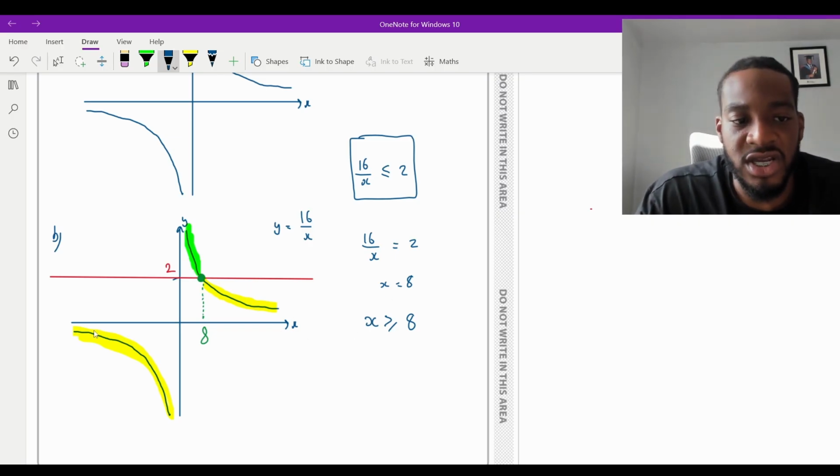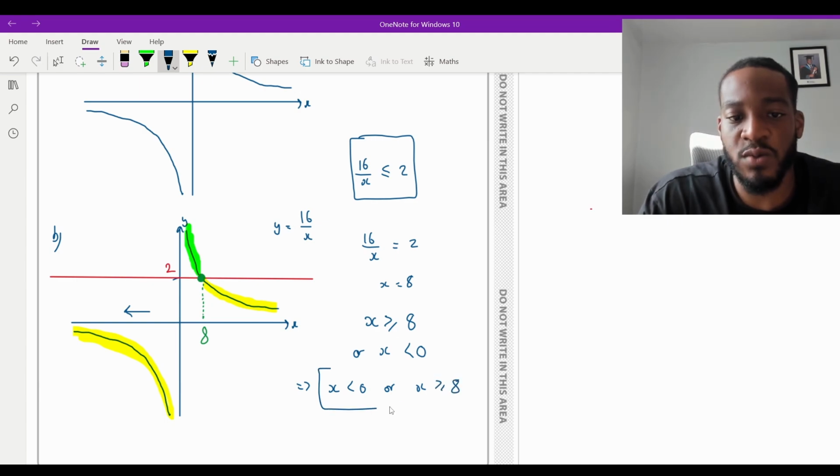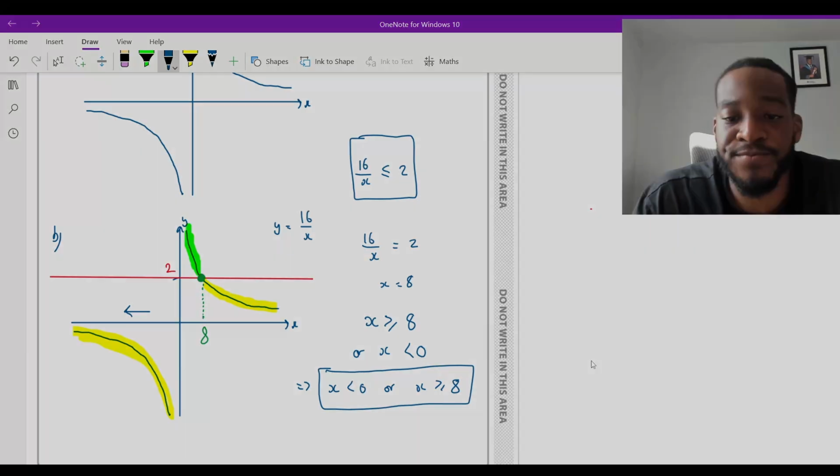Now the other answer is for this part here. This part is when x is negative, isn't it? This is just when x is less than 0. So all you're going to say is, or x is less than 0. These are going to be your two answers. I'll just write it like this again: x is less than 0 or x is greater than or equal to 8. This here will be your final answer, and this will give you the 3 marks. And that's it.